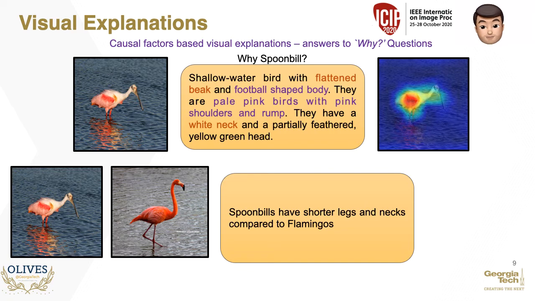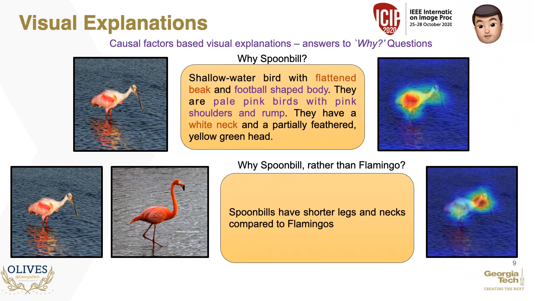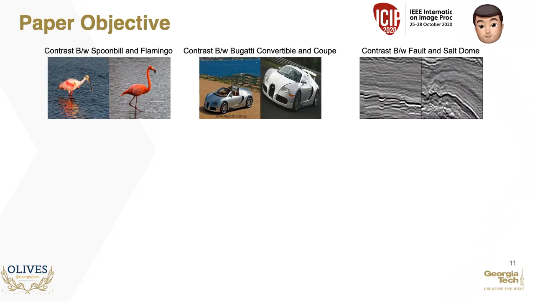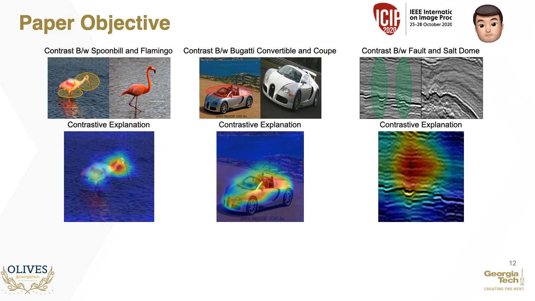That, in essence, is a contrastive explanation, an answer to why spoonbill rather than flamingo, and more generally, why P rather than Q questions. The visual counterpart of this explanation is a contrastive visual explanation. For the rest of this video, we will be calling them contrastive explanations for brevity. The objective of the paper is to derive these contrastive explanations from pre-trained networks. Note that Grad-CAM and other explanations to why P questions are also extracted after a network is trained.